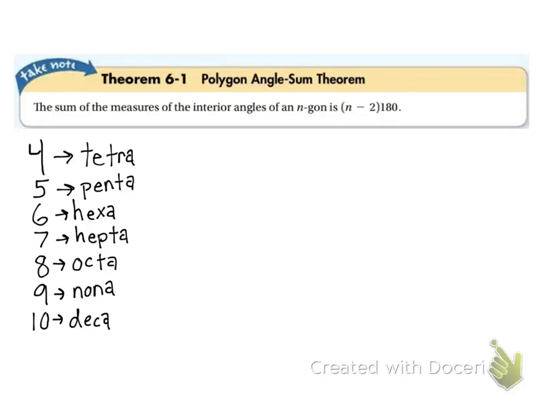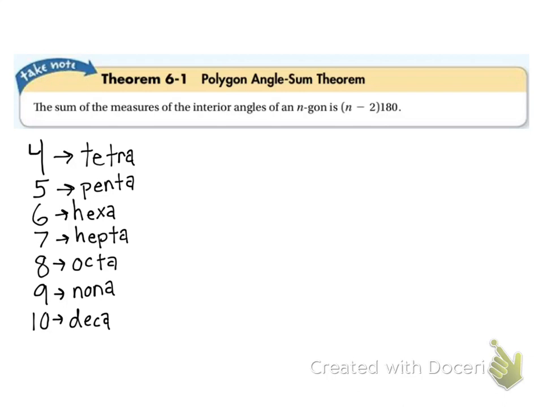This is 6.1a of geometry. So we've got a theorem here, 6.1, called the polygon angle sum theorem. It says the sum of the measures of the interior angles of an n-gon is n minus 2 times 180. An n-gon is a polygon with n sides. So a polygon with 4 sides, a polygon with 5 sides, you'd plug in 4, you'd plug in 5.